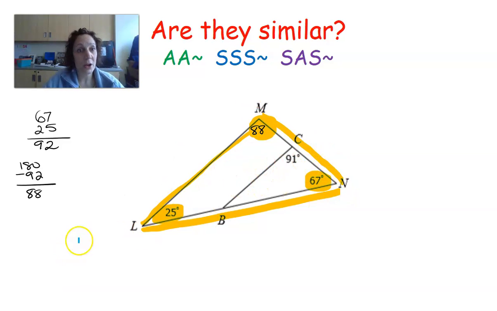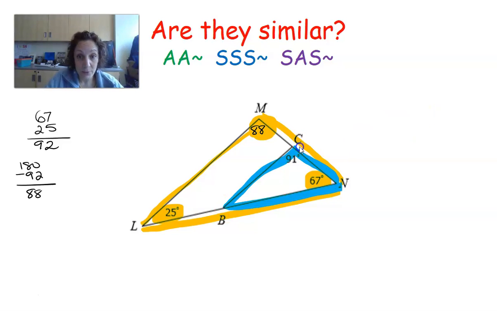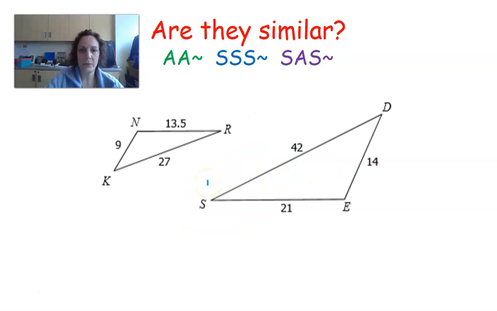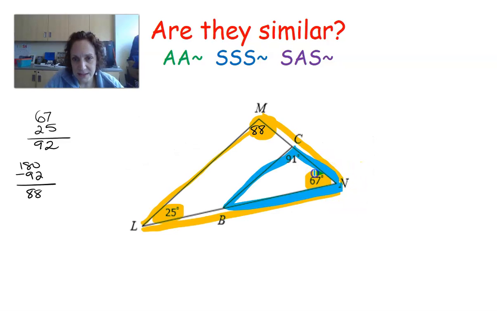All right, so there's my outer triangle that's orange. Now, this line comes through the middle here, and it creates another smaller triangle that's sitting inside of the big triangle. It has 3 angles too, right? It shares this 67-degree angle with the orange triangle. It has this 91 up here. And it has this one down here, and we don't know how big it is, right? But we can find out. I don't know that we need to, but we can find out, right?